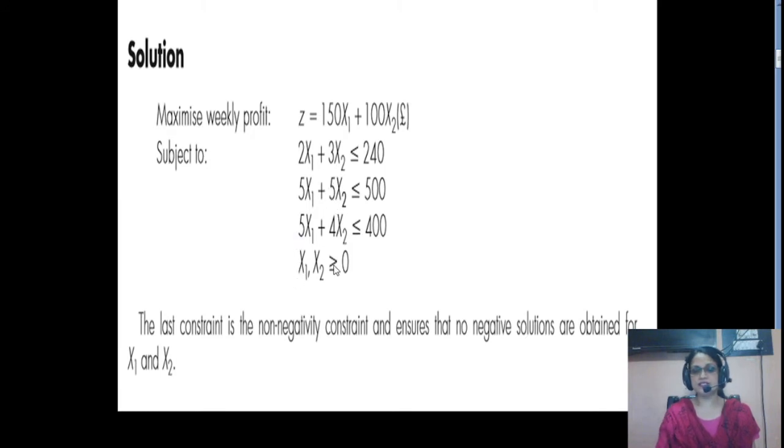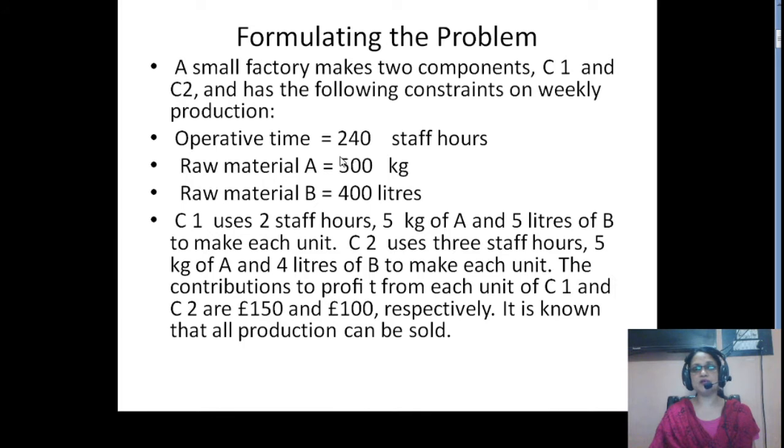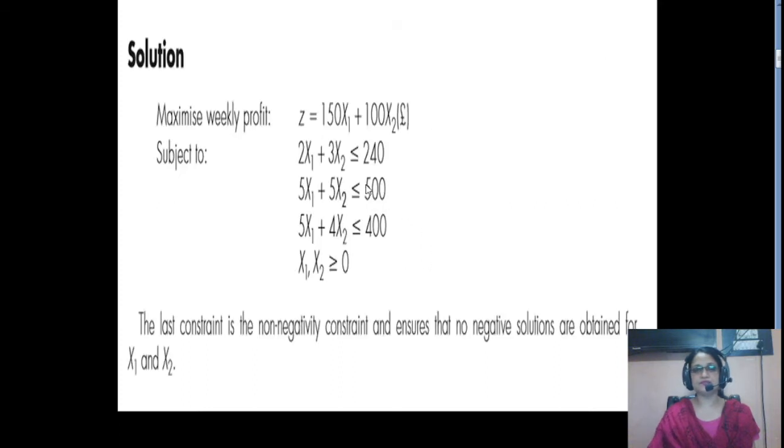We know, as the question says, that the availability of operating time is only 240 staff hours, right? So if we assume that we are producing x1 units of C1, then that will be 2x1 for C1. Likewise, 3x2 for C2, right? So the equation will go like this: 2x1 plus 3x2 should be less than or equal to 240. It means we cannot extend its supply beyond 240 labor hours, right?